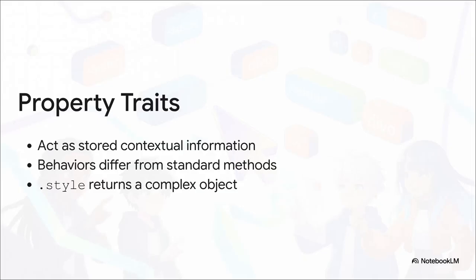To summarize these professional nuances, you really have to remember that properties act as stored, contextual information that the browser inherently understands, and that is exactly why their behavior diverges from the literal string reading of a method. Another perfect example of this is the .style property. If you try to read an element's inline CSS using the .style property, you do not get a simple string of text back. No way. Instead, JavaScript hands you this massive, complex object containing every single possible style property available.